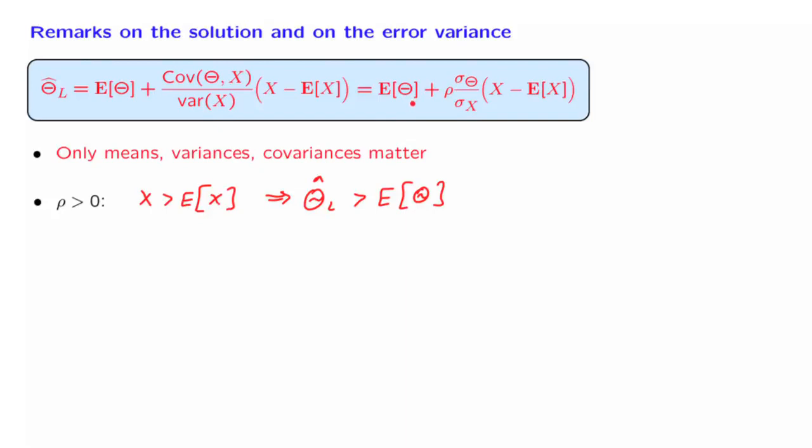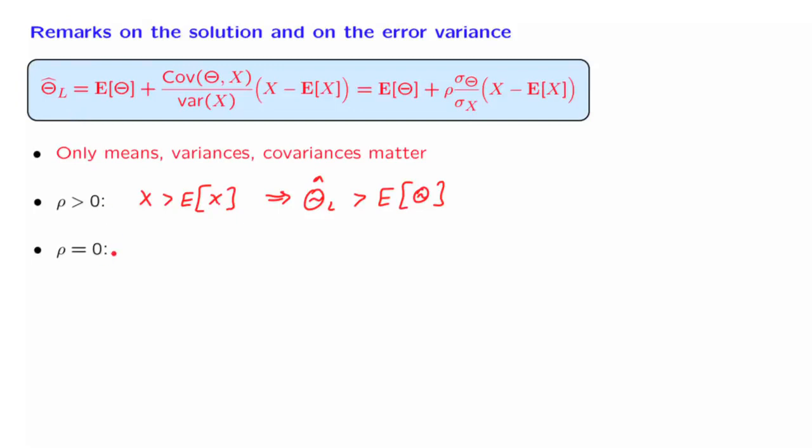Of course, there's an analogous story. If rho was negative, then the same argument would apply, except that it would work in the opposite direction. When rho is negative, if we see a large x, then we will come up with a low estimate for theta. Let us look at another special case now.